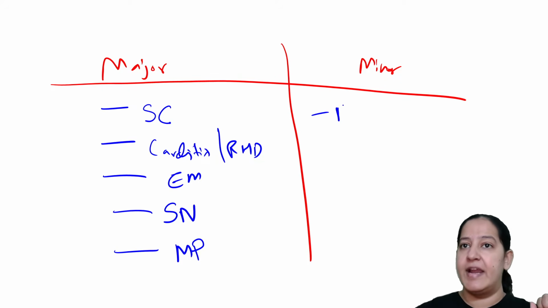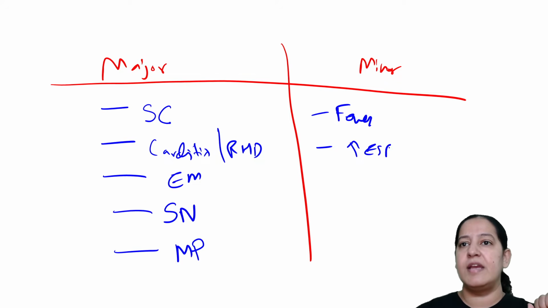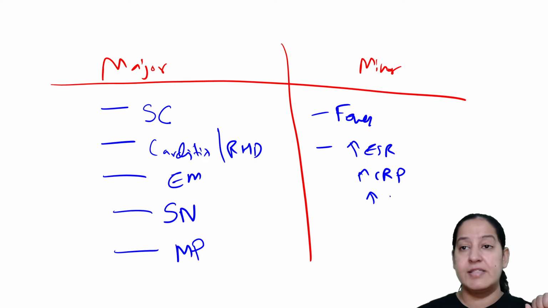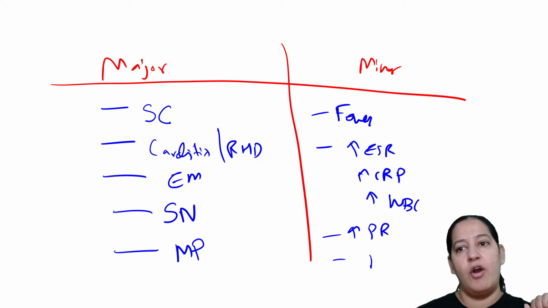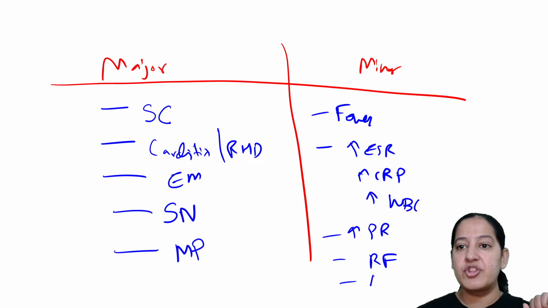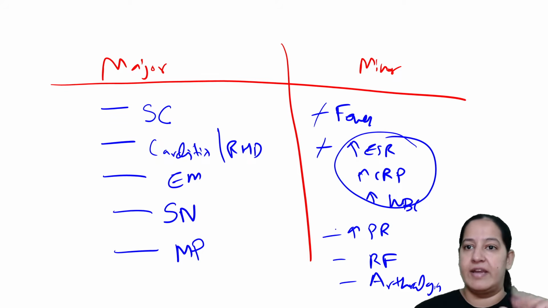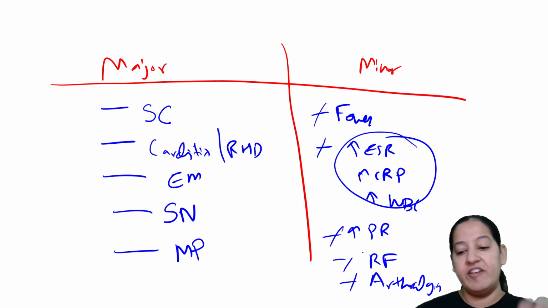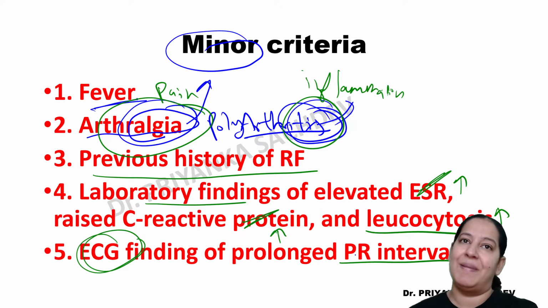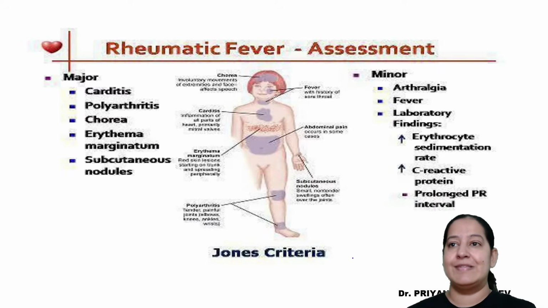Coming on to minor criteria, it is fever in the child, then increased ESR, increased C-reactive protein, and increased WBC count, leukocytosis, and increased PR interval on ECG, and previous past history of rheumatic fever, and arthralgia, not arthritis, arthralgia. These are the 5. 1, 2, these are the lab findings all included in 1. 3, 4, 5. 5 minor, 5 major, 5 minor, without any confusion. Please learn it. You can't imagine how many MCQs you will get on it.